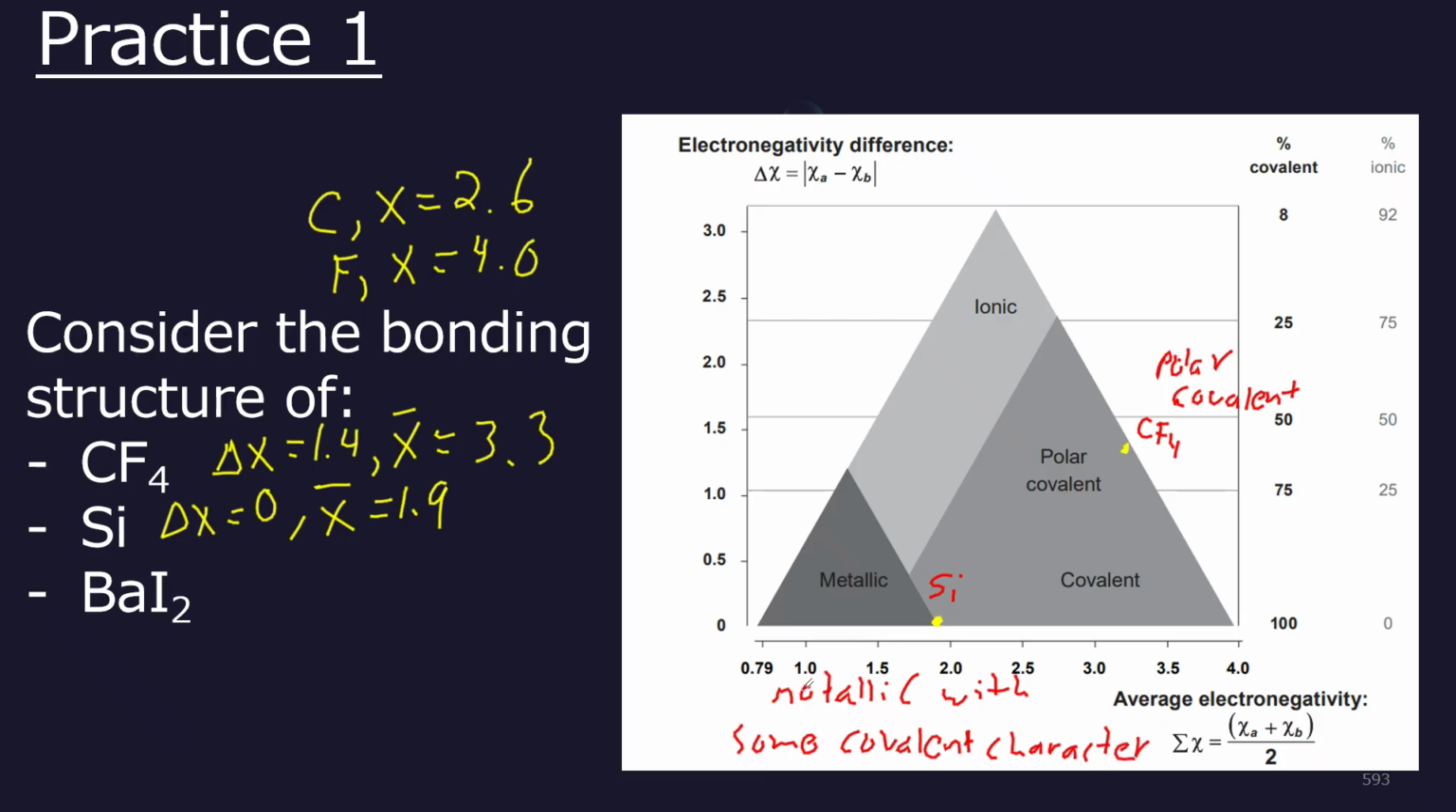And that means that it might be a little more brittle than other metals. It might be a little bit worse of a conductor. It's kind of in between the properties of metals and nonmetals, and that's what you would expect for a metalloid like silicon.